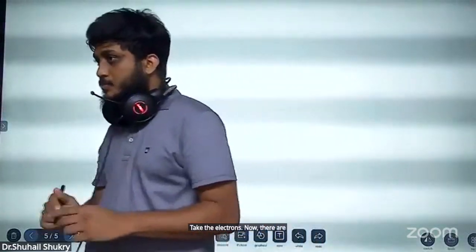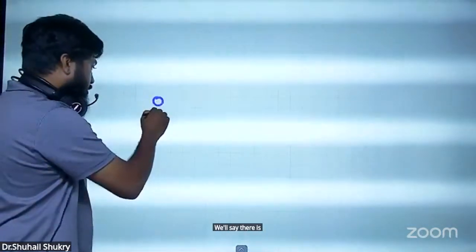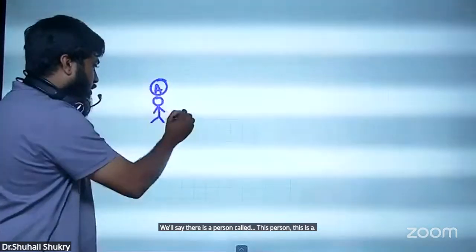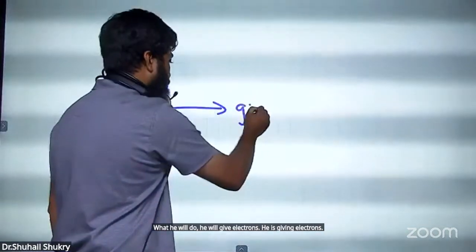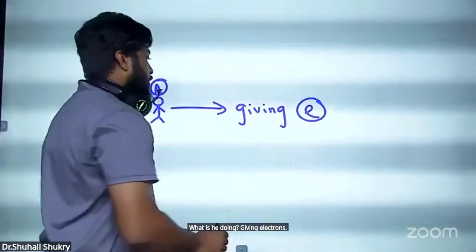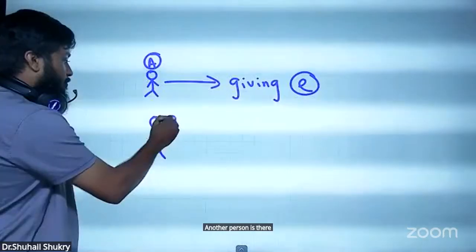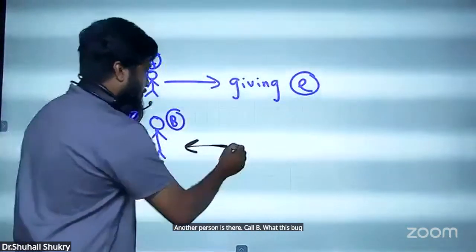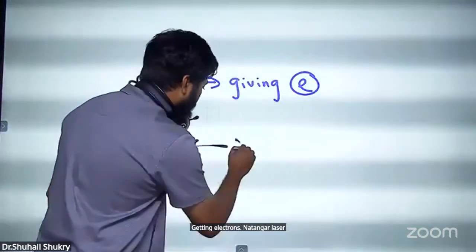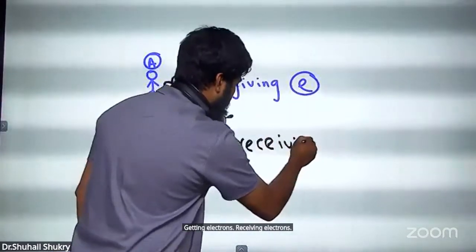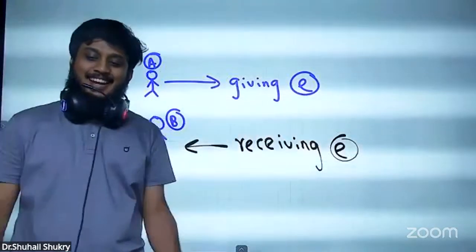Now there are two people. Listen carefully. We'll say there is a person called A. What will he do? He will give electrons. Another person is there, called B. What is B doing? Getting electrons. In English we say receiving electrons. Giving electrons and receiving electrons.